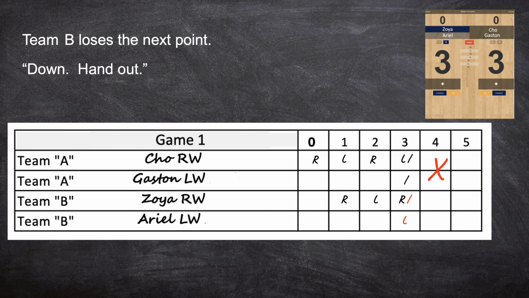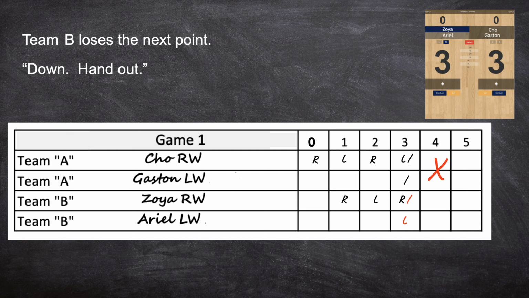Team B loses the next point, down and out. Zoya has lost serve. This is a situation when there is another change in server. Team B is still serving, but now it's second hand. So who just served? Zoya. To mark the hand out, add a slash in Zoya's point column 3.